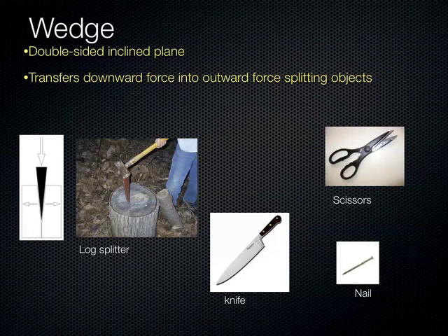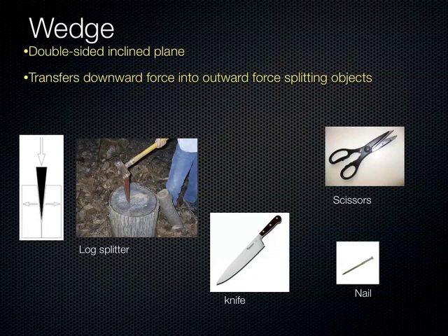Basically what you do is you have this metal. It's just a wedge, a triangular sort of piece of metal. You put it on a log, and then you hit it with a sledgehammer or something. And what happens to the wood? It splits apart. You're taking this large downward force that you hit the wedge with, and it's pushing outward, which is what causes the log to split.